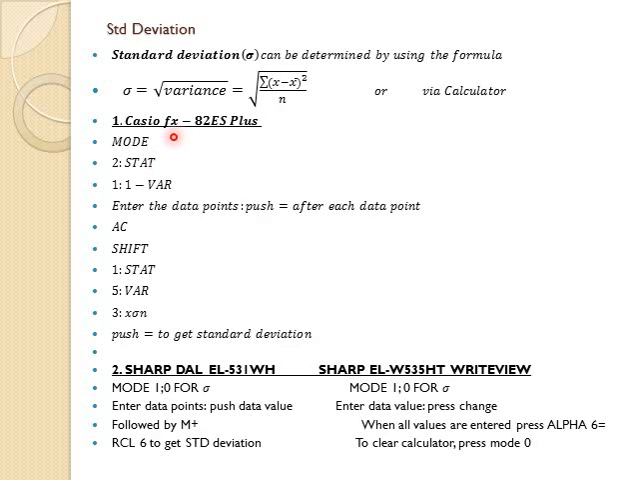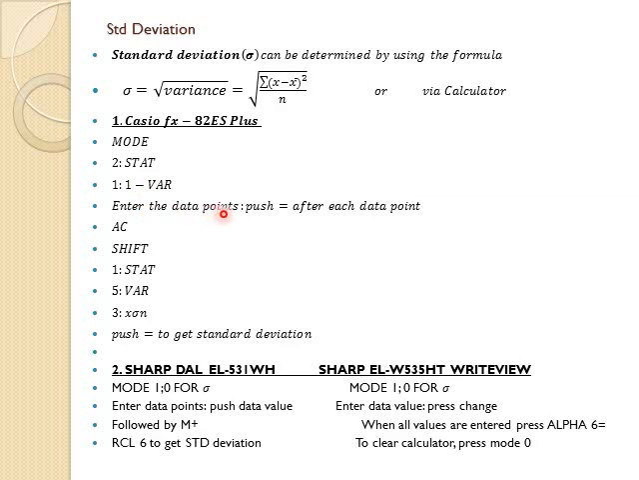So you have a Casio FX 82 ES Plus. It's what most learners in South Africa use. On your calculator, you're going to press mode. On the screen, it will show 1, 2, etc. You select 2 for stat. Then after that, you select 1, which shows 1-variable. Then we're going to enter our data points.